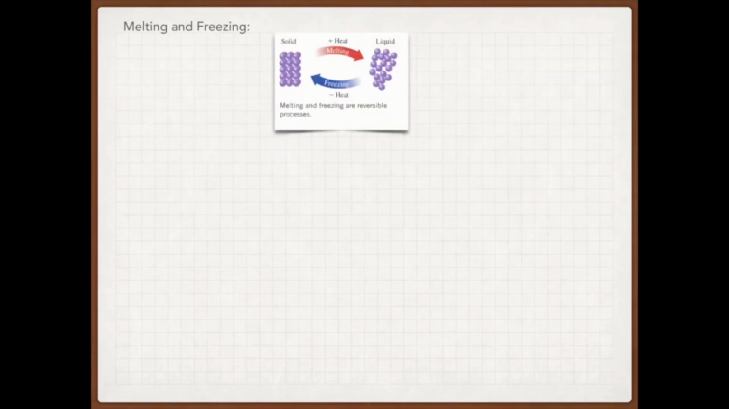So let's talk really quickly about melting and freezing. In order for a substance to melt, a solid to melt, heat must be put into the system. And so that makes it endothermic. The heat is going to be positive. For a liquid to become a solid, heat is going to be released. And that happens with freezing.